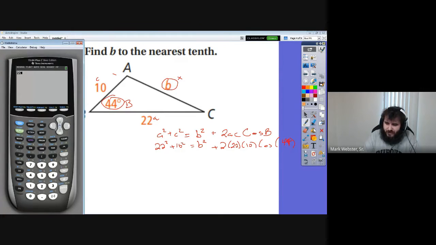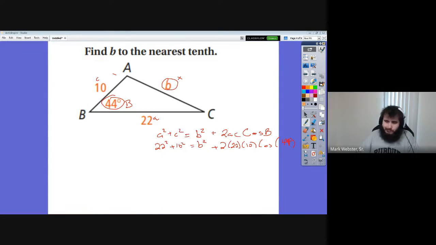A bunch of this stuff I don't want to do in my head. I don't want to do 22 squared. What's 22 squared? It's 484. All right. So look, what do I got? I got 484. 10 squared is 100. This stays put. 2 times 22 times 10. 2 times 22 is 44. Times 10 is 440.